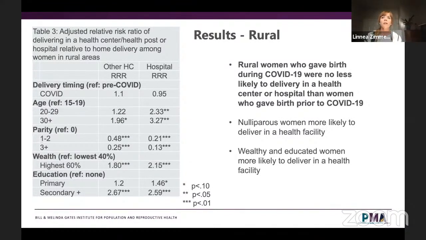In rural areas, nulliparous women are more likely to deliver in a health facility. So here we can see parity. If a woman had had 1 to 2 children prior to this pregnancy or 3 or more, they were significantly less likely to deliver in a health center or a hospital. And wealthy and educated women are more likely to deliver in a health facility, either a health center or a hospital, than poor and less educated women. So there are still definitely social inequities at play in where women are delivering.